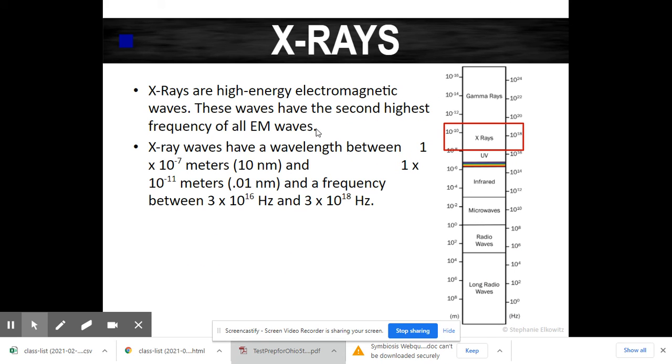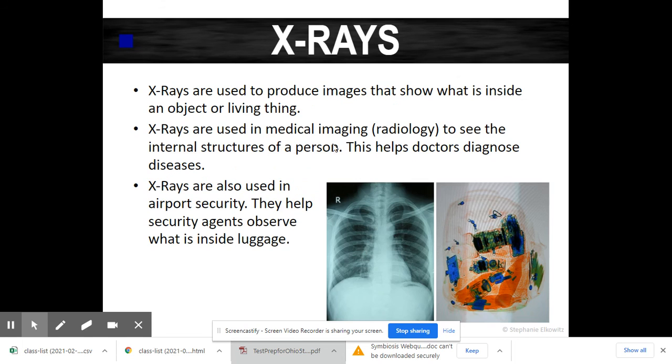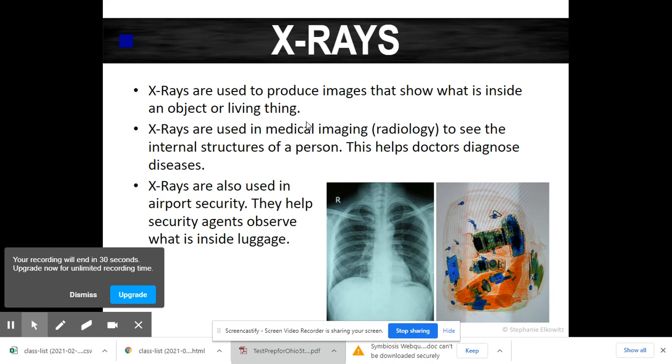Then we move on up, X-rays. They are high energy electromagnetic waves. They are the second highest frequency of all electromagnetic waves. They help us produce images that show what's inside an object or living thing. They're used in our medical imaging or radiology. And it helps us in the airport for security.